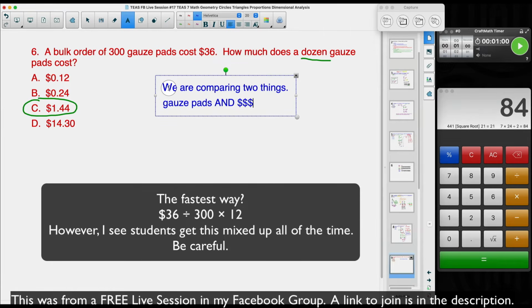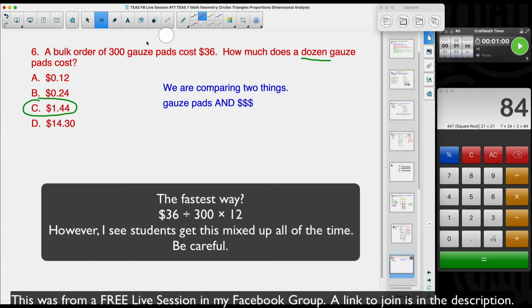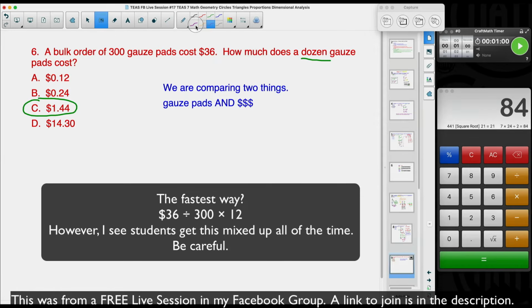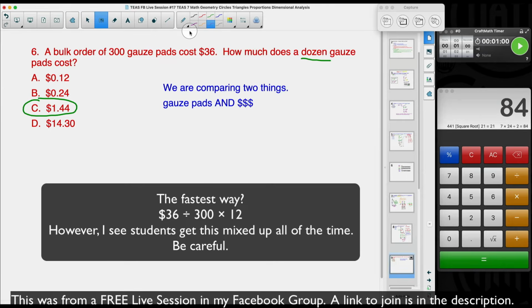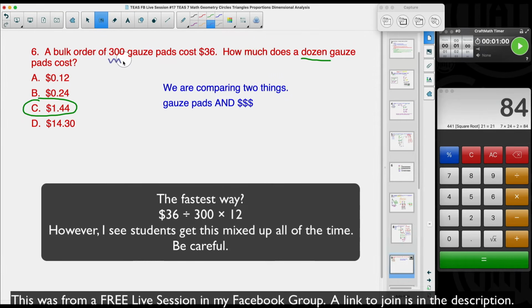Look at that first sentence. A bulk order of 300 gauze pads costs $36. So those two things, we can create a proportion. Now, y'all, I know I'm going to get a bunch of questions about this, but look, I'm telling you, if you got the answer right, if you set up your proportion different, I've mentioned this in many videos, there are so many ways to set up a proportion correctly. I'm just going to show you one way.